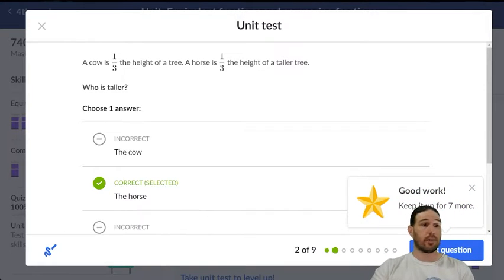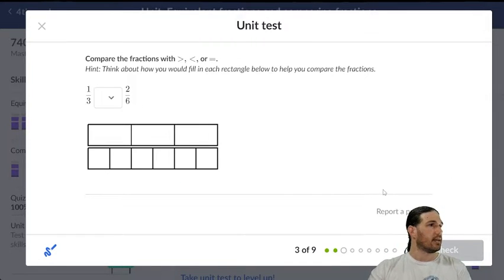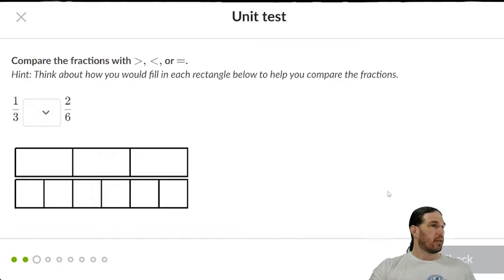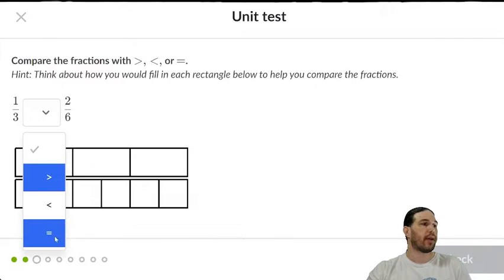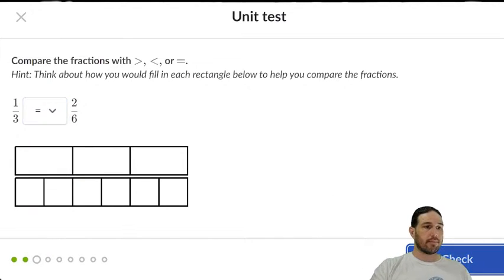Almost misclicked that one. Moving right along. Look at 1/3 and 2/6 and fill in greater than, less than, or equal to. Well, they helpfully provide a diagram here, but if you've been following along and understanding everything up to this point, hopefully you were able to see right away that they are equal.